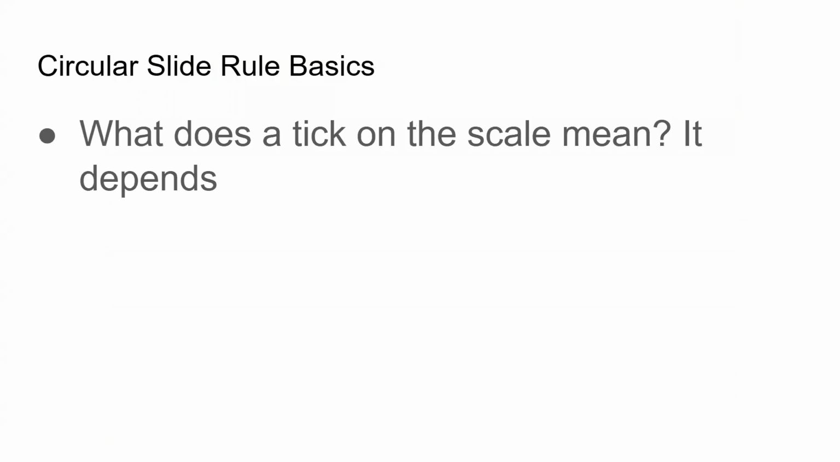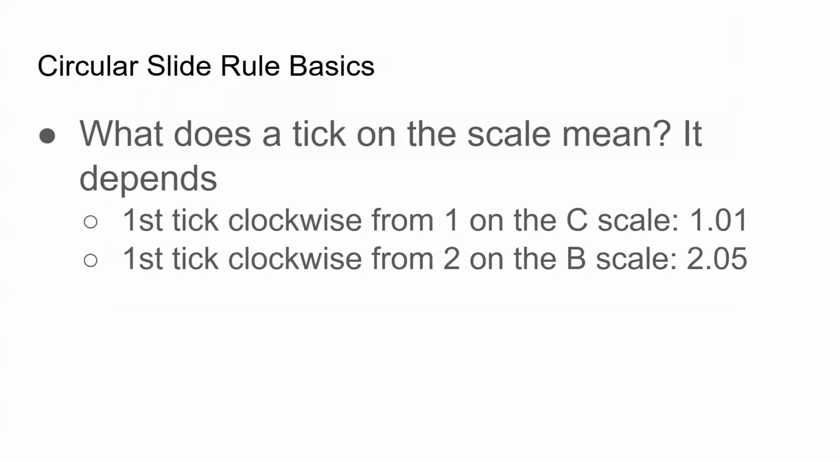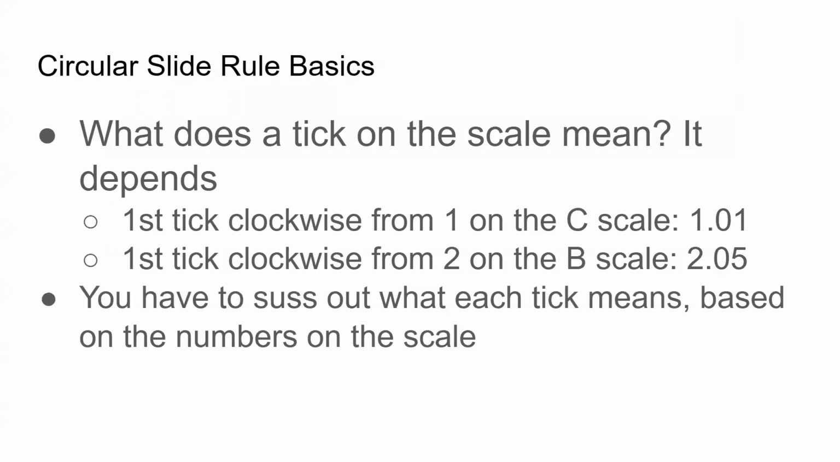So a tick on the scale means, well, it depends on what it means, to be honest. The first tick clockwise from the 1 on the C scale represents 1.01. But the first tick clockwise from 2 on the B scale is 2.05. So you just have to be able to figure out what each tick means based on the numbers that are actually on the scale.